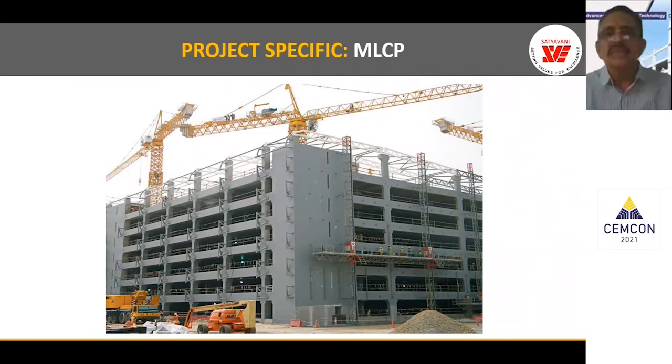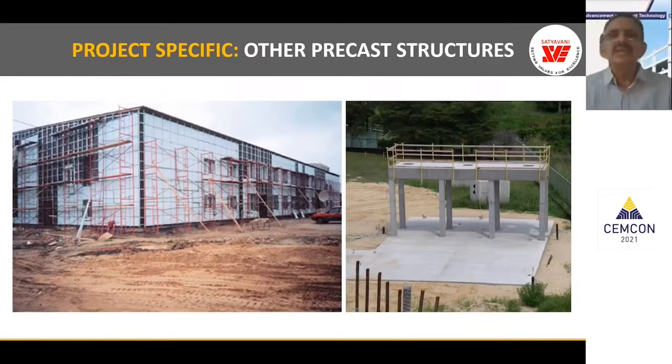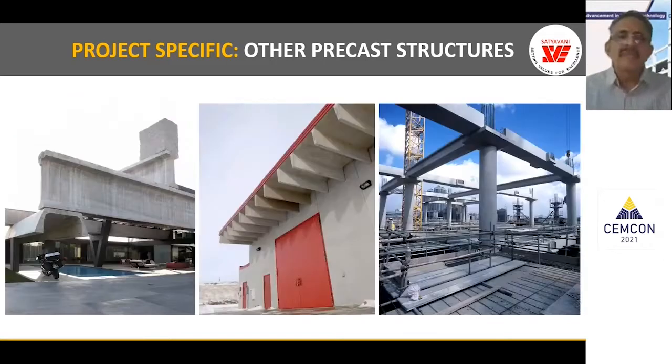So this is one of the multi-level car parks, which we can see with the spandrel columns and the corner cores for elevators and staircase, and it will be a very effective utilization of the space, including the ramps for parking. And we can also use many types of precast structures, like anything that is required, we can convert into precasting. Primarily, we are changing concreting from in situ to off-site casting, and then assembling at the site.